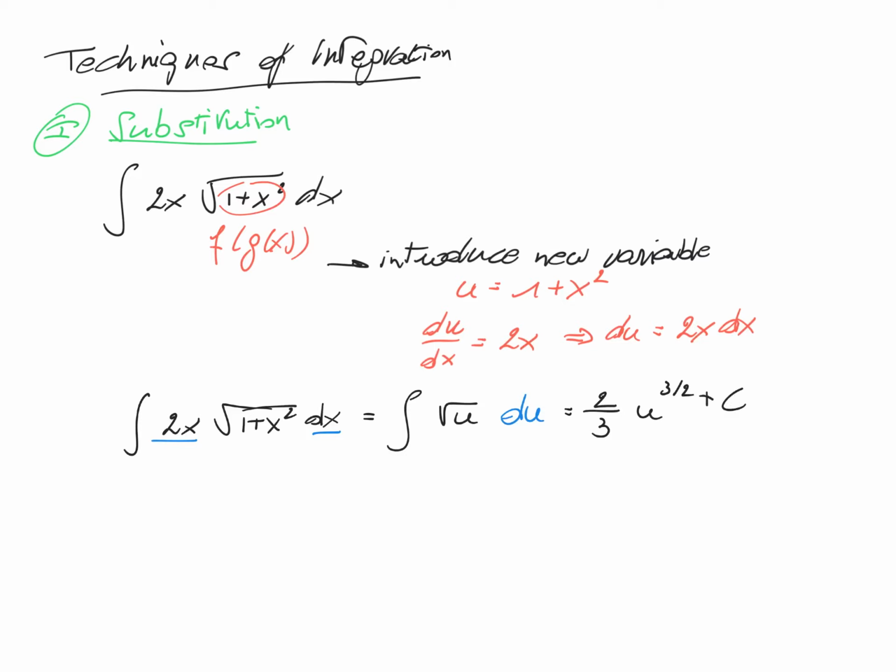And then since we have an integral in x, we have to transform it back. So 2 over 3, with u being 1 plus x squared, to the power 3 over 2 plus a constant.